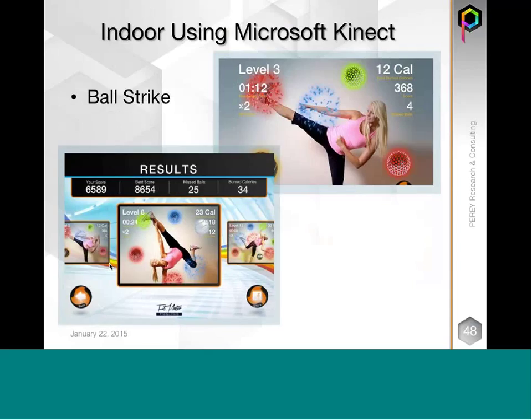So those of us who are not professional athletes might want to do some fitness indoors. This is an example of augmented reality using Microsoft Kinect. It's a game called Ball Strike, and there are some others on the Sony PlayStation and other platforms in which you can compete with yourself and know how many calories you're burning.